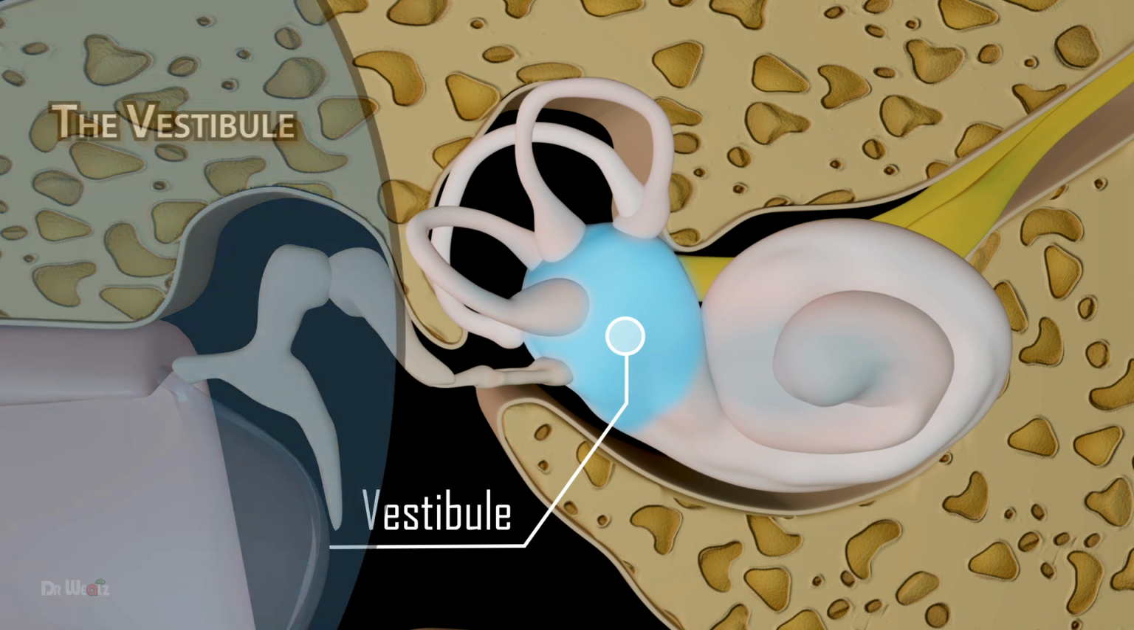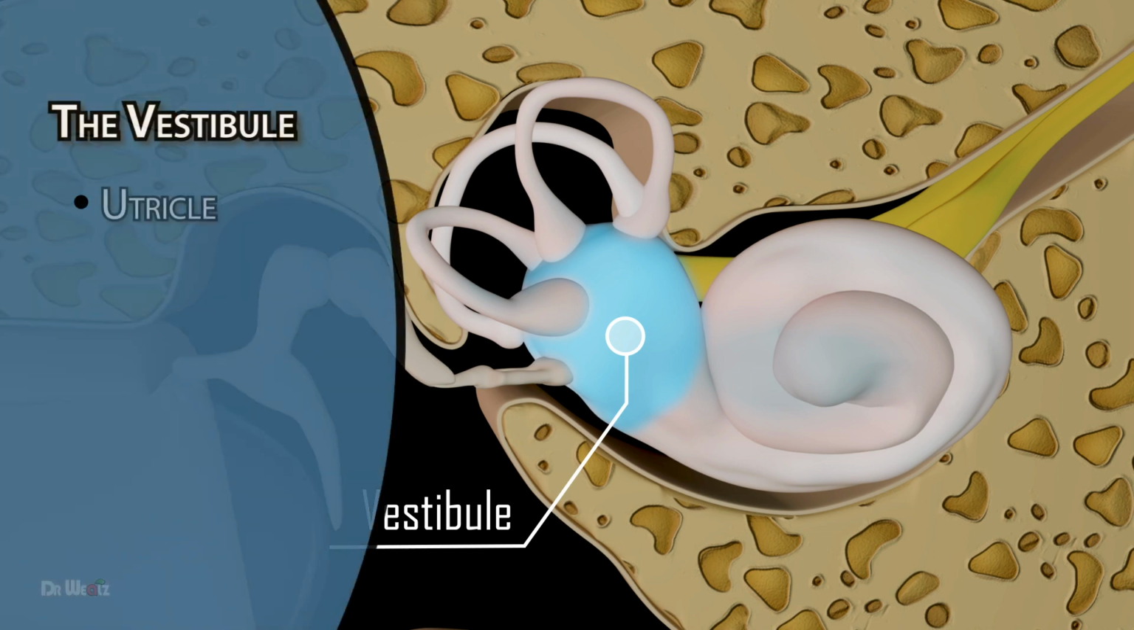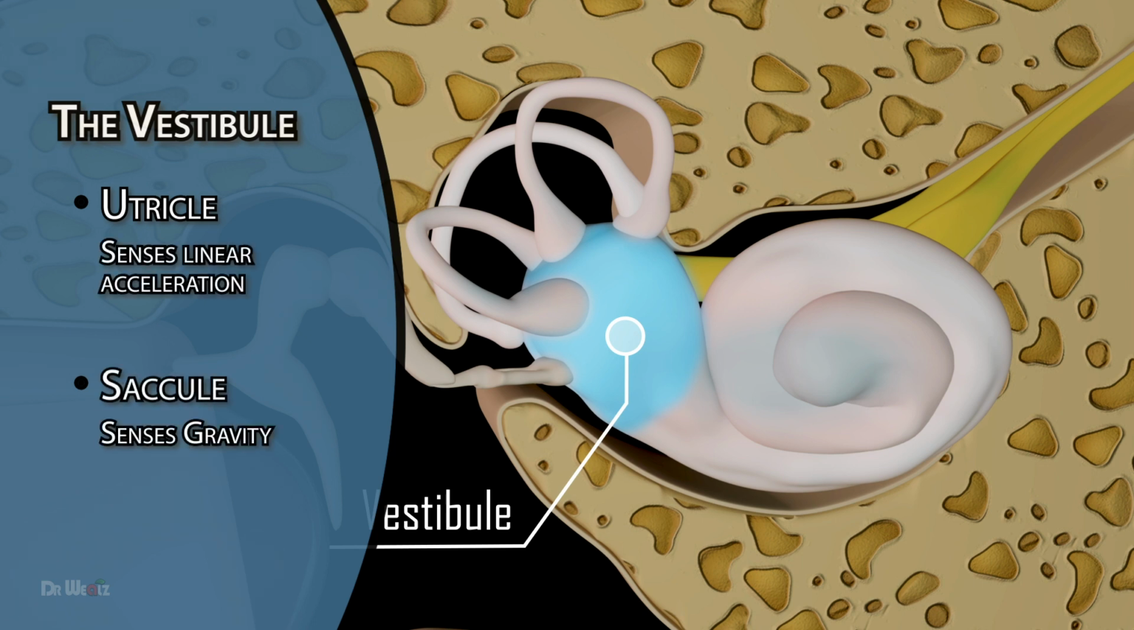The vestibule is responsible for maintaining balance and orientation. It consists of two small sacs called the utricle and saccule. The utricle senses linear acceleration, while the saccule senses gravity. Both sacs contain tiny hair cells that detect changes in position and movement and send signals to the brain.